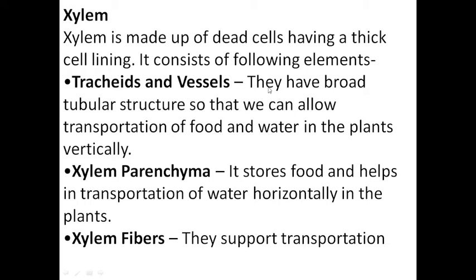Just see. So they have broad tubular structures so that we can allow transportation of food and water in the plants vertically. So maybe you have observed the water system, when you are using the water from the tap and all, we are using the pipes. So like that in plants also there are pipes which are called tracheids and vessels. As our human body is also having the veins for what?